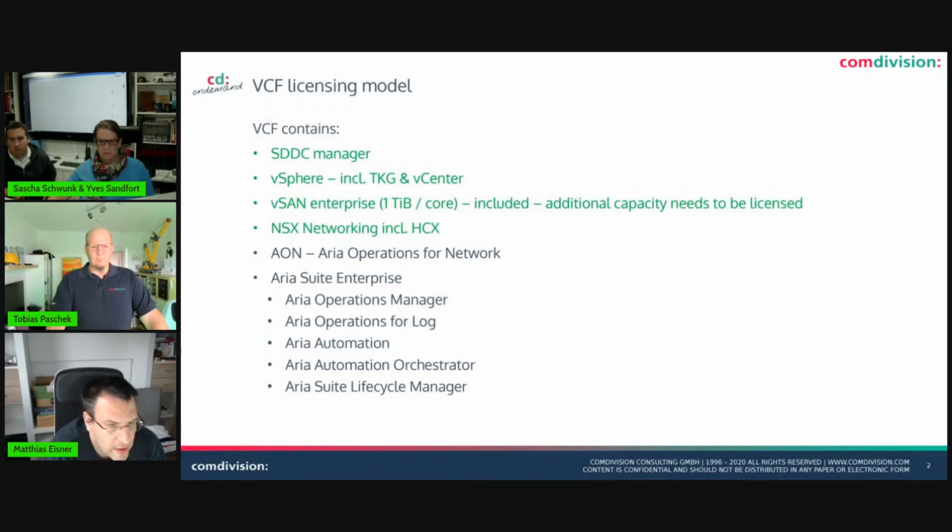We have NSX networking, including HCX. We refer to it as NSX networking because it's a bit different compared to the previous licensing model. And those 4 bullets are marked in green because these are the ones we're diving into today. Furthermore, we have AON, which is Aria Operations for Networks. And the whole Aria Suite Enterprise is included in the base vCF licensing, which consists of Operations Manager, Operations for Logs, Aria Automation, my beloved Orchestrator, now with a new name again, and the Aria Suite Lifecycle Manager.